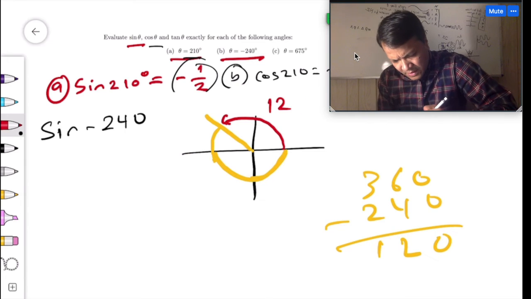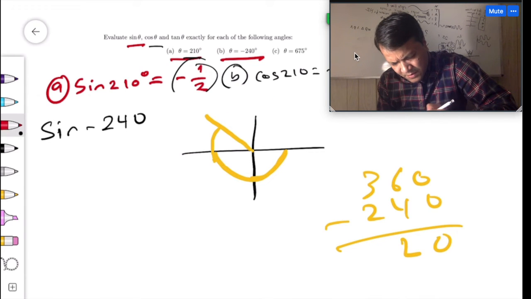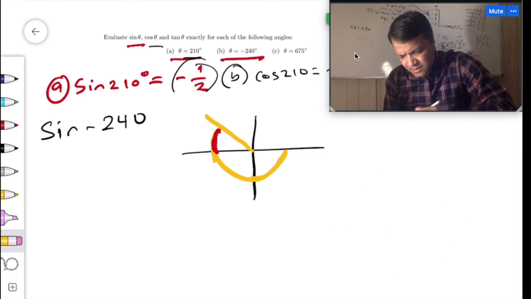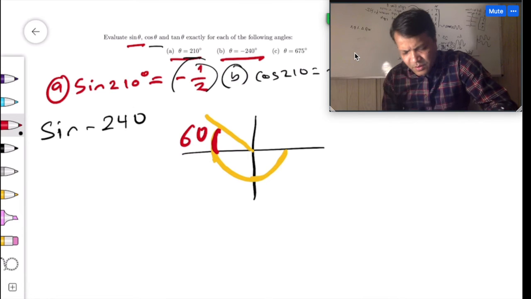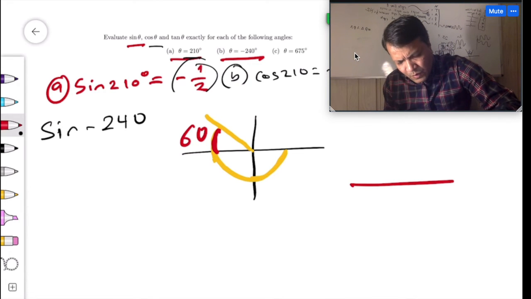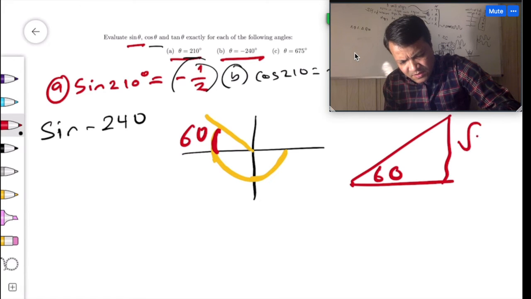We don't need to know that. What we do need to know is this one, which is 60. If this is 60, then this is root 3, this is 1, and this is 2, because opposite 30 degrees is 1 and opposite 90 degrees is 2.